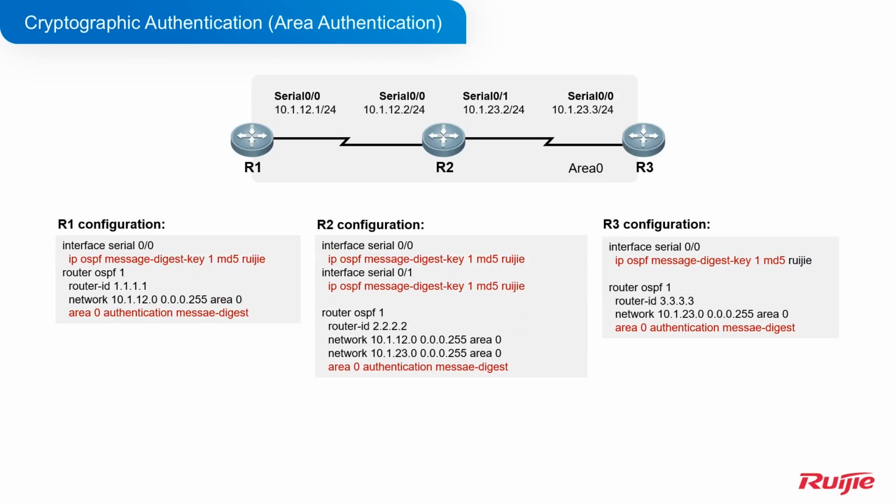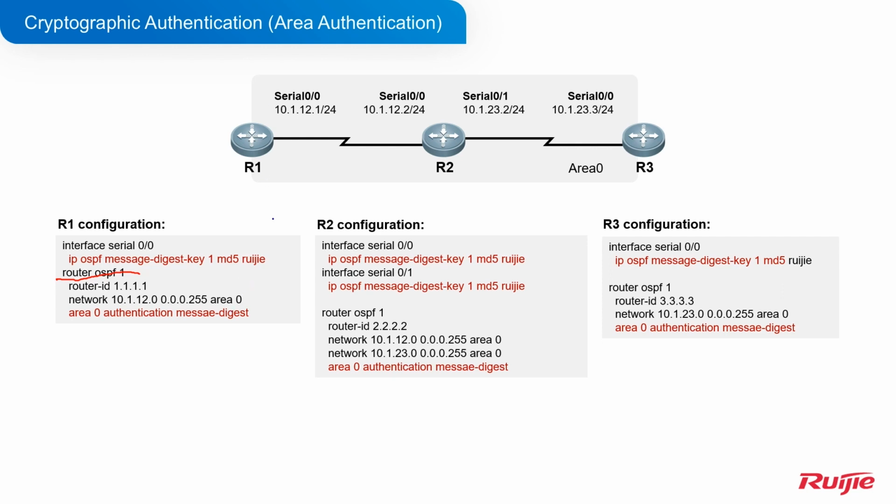Okay, next, let's see the area authentication, and we use the cryptographic authentication way. Actually, here are the R1, R2, R3 devices. So first we have to go to the OSPF process, and we use router OSPF 1, then set the router ID information and do the network statements. Okay. After this, we use area 0 authentication message-digest. This means we enable the authentication function. Of course, we also set the cryptographic authentication. We use this authentication way.